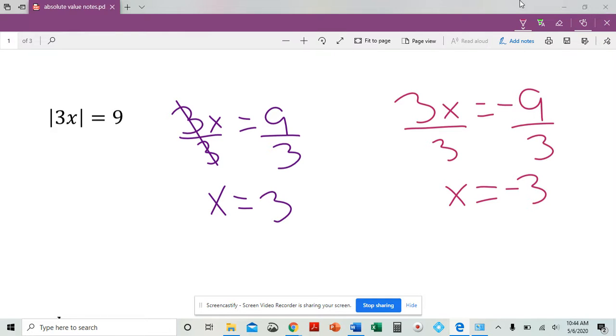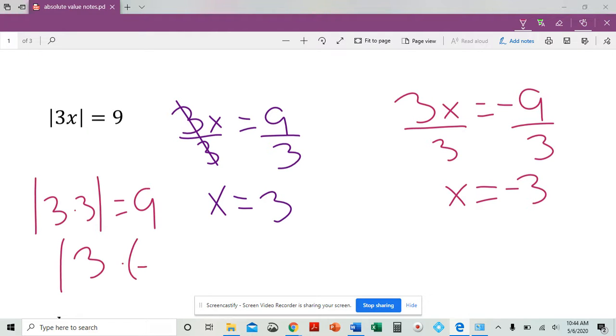And we can double check that. 3 times 3, the absolute value of that is 9. And we can also check that 3 times negative 3, that's going to give us negative 9, but the absolute value of that is still 9. So we can prove that that is true.